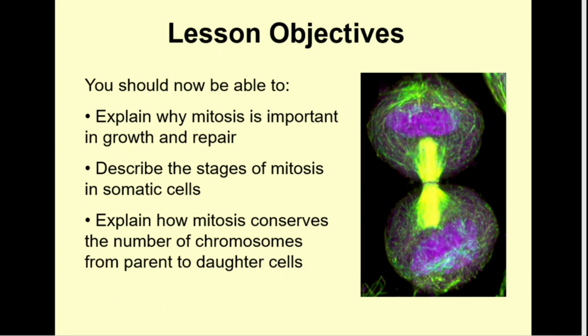So that brings us to the end of this session on mitosis. As we've gone through this, hopefully by the end now, you should be able to explain why mitosis is important in growth and repair. You should also be able to describe the main stages of mitosis in somatic cells, and then also explain how mitosis conserves the number of chromosomes from parent to daughter cells.